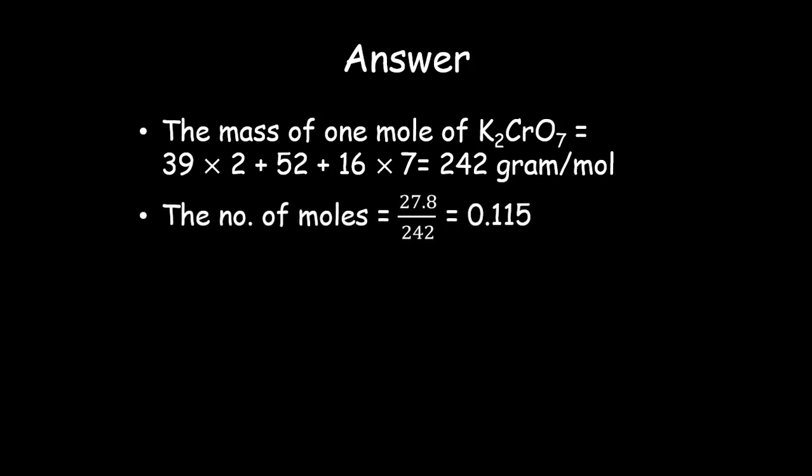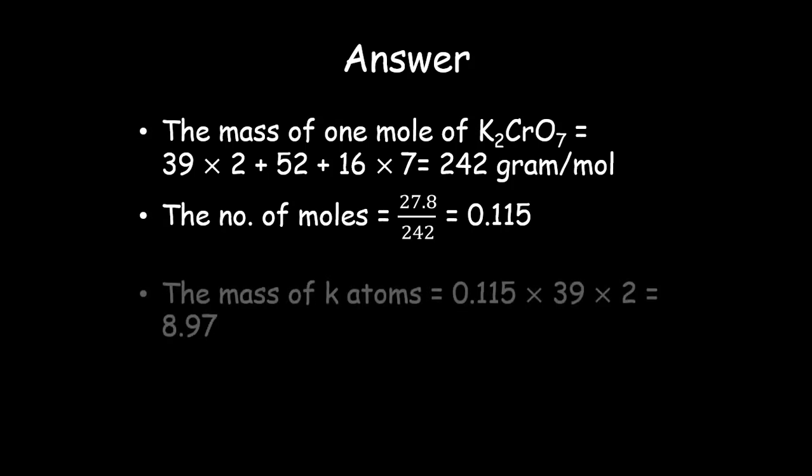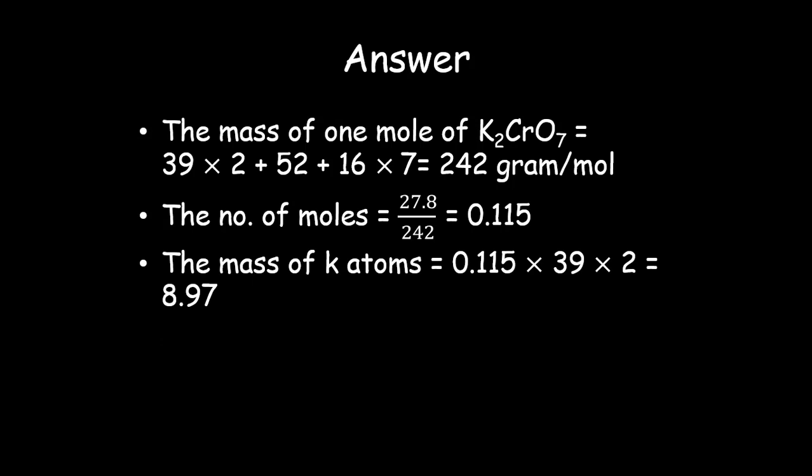The number of moles equals 27.8 divided by 242, the molar mass of the compound, which equals 0.115. The mass of potassium atoms equals 0.115 times 39 times 2, the number of potassium atoms in the compound, which equals 8.97 grams. So the closest answer is C.